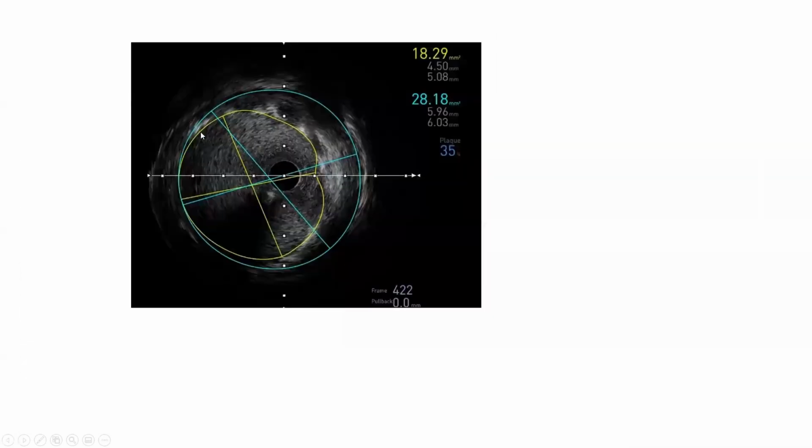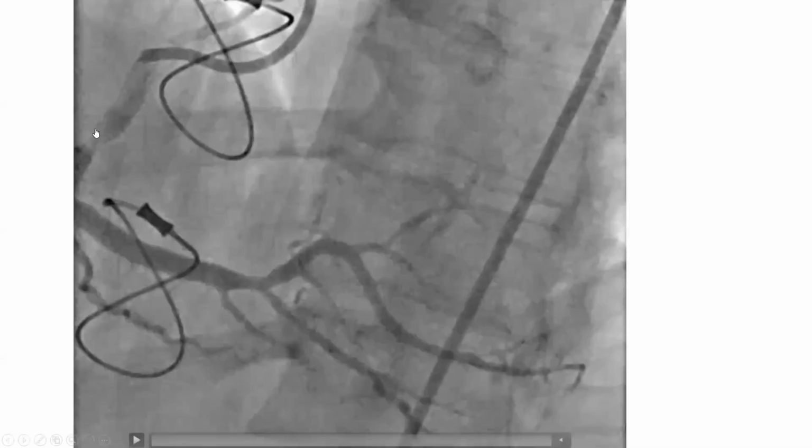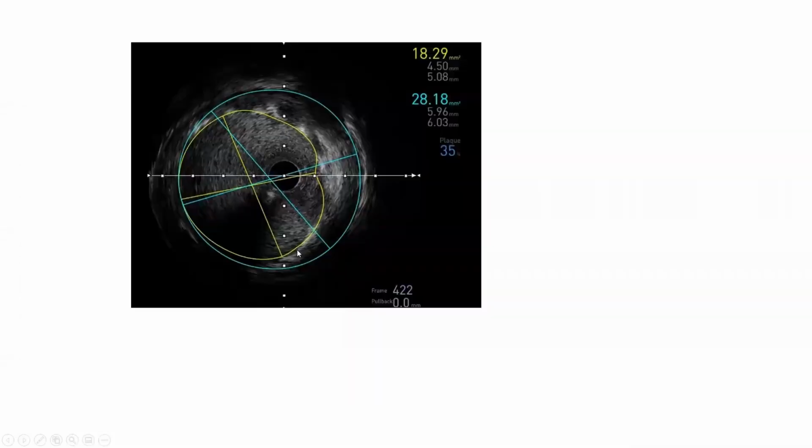And this is a result by IVUS of that stent. It's very well expanded to 18 plus millimeter square and about 5 millimeter stent diameter. So, laser for severe instant underexpansion. Here, lithotripsy balloon would not have worked because it's not a lot of calcium. It's just a heavily fibrous lesion more than it is calcium.